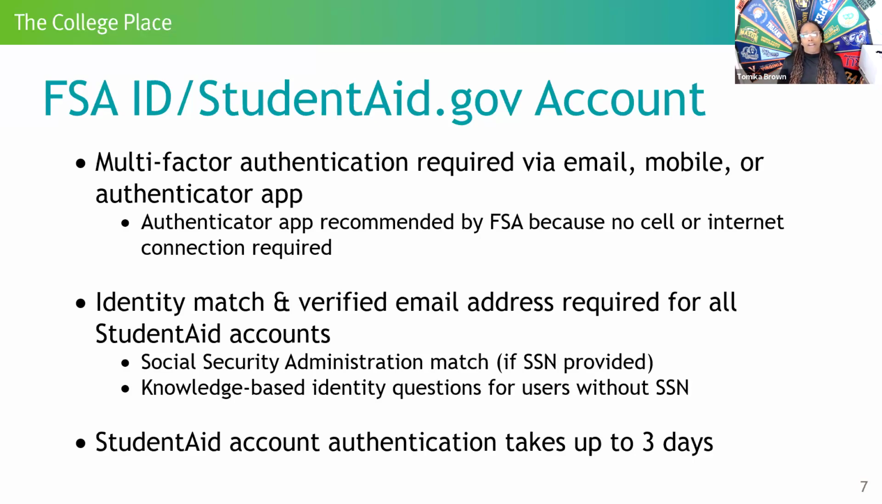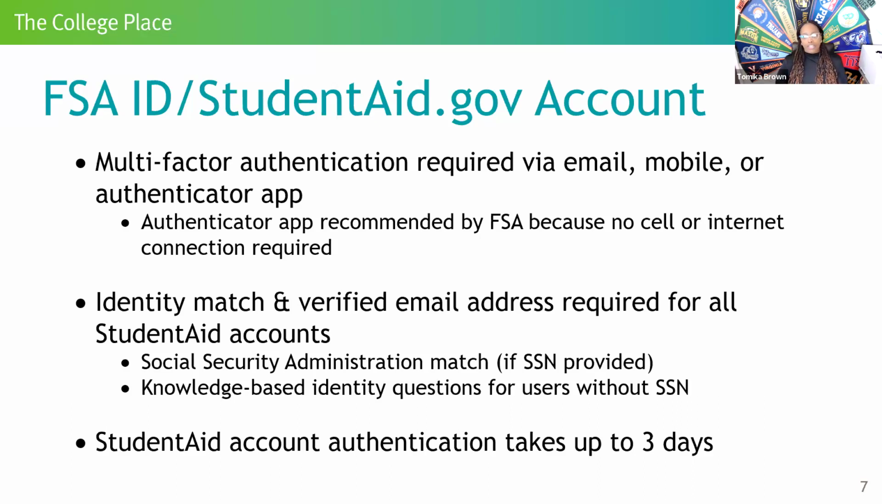Also, ID matching and verification of email will be required for every student aid account. This is why there is a delay this year and moving forward in creation of FSA ID. So there's a delay between creating the FSA ID and verifying it because there has to be an ID match and they have to go through the process through the Social Security Administration for their ID to be verified in order for them to be able to use the FSA ID. I'll show you in a minute what this process will look like for a family that does not have a Social Security number.